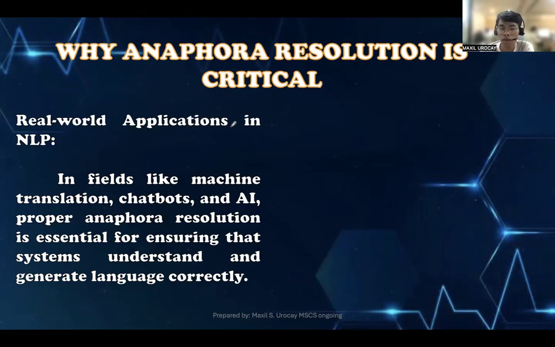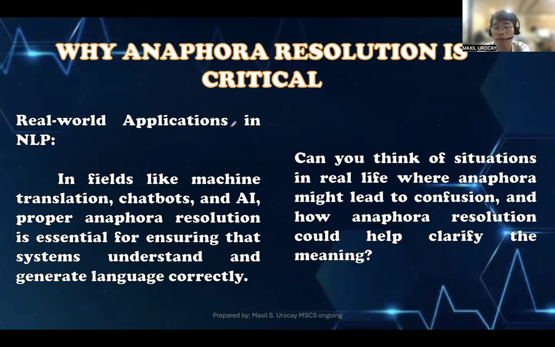Now, can you think of situations in real life where anaphora might lead to confusion and how anaphora resolution could help clarify the meaning? I'm sorry that we cannot identify that together since we don't have an online class, but hopefully you can think about what situations in reality you might come up with wherein we can use this approach to clarify the meaning itself.